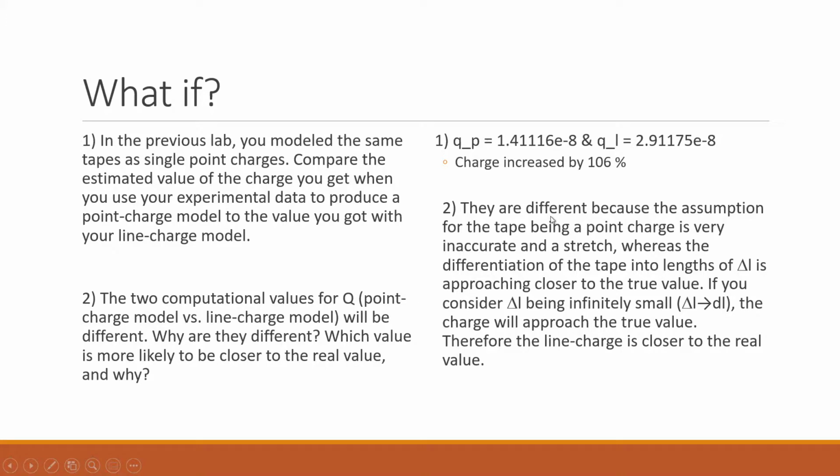Why? They're different because the assumption for the tape being a point charge is very inaccurate and quite a stretch, whereas the differentiation of the tape into lengths of delta L is approaching closer to the true value. If we consider delta L being infinitely small, that is, delta L approaching dL, similar to an integral, or exactly the same, I guess, the charge would approach the true value.